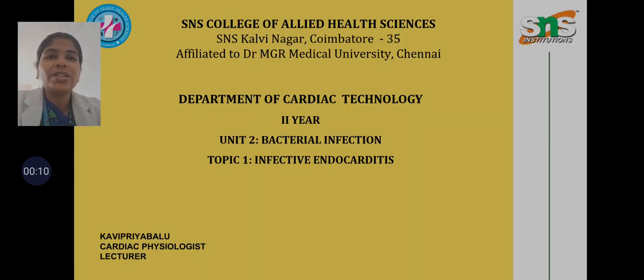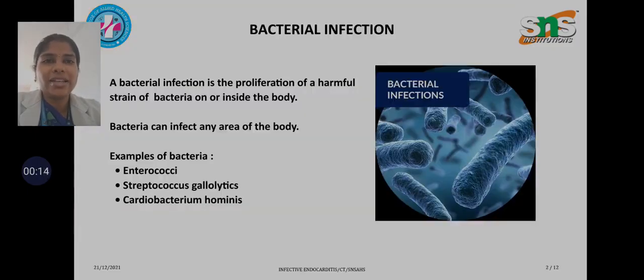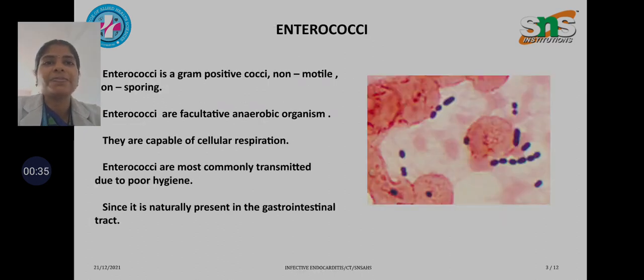I would like to share my case study video about infective endocarditis. Here, bacterial infection is the proliferation of harmful strains of bacteria inside the body. Bacteria can infect any area of the body, and examples of bacteria are Enterococci, Staphylococcus gallolyticus, and Cardiobacterium hominis.